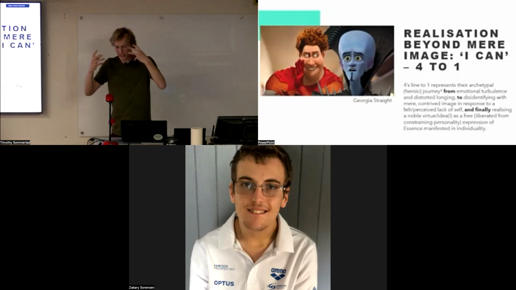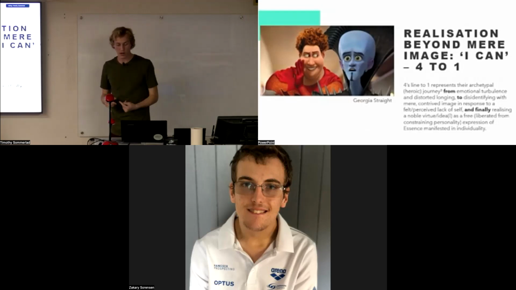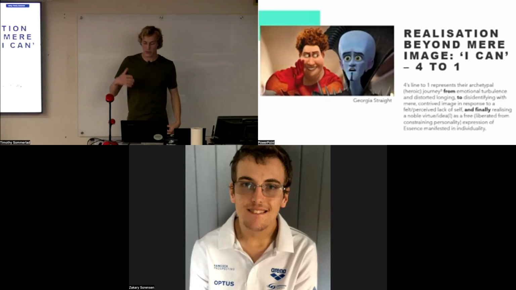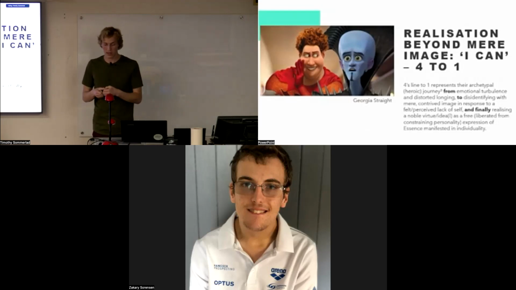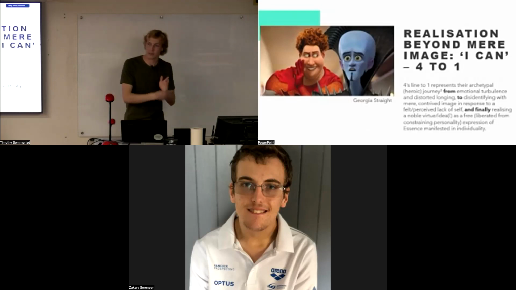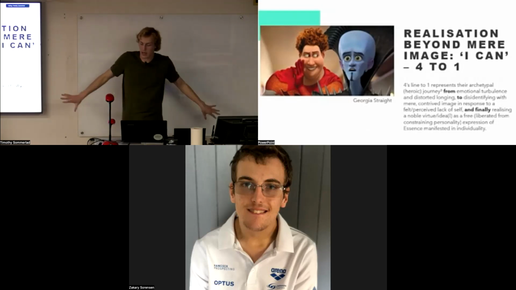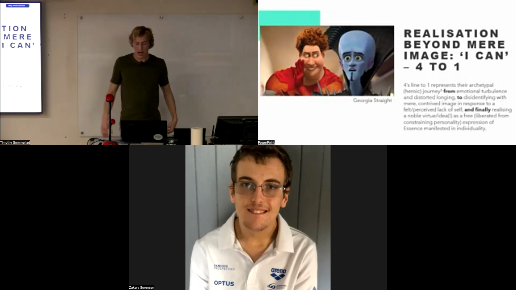The 4 is realizing some kind of ideal, some kind of good that it's seen it can achieve beyond the mere image that it's locked itself into. So 4's line to 1 can also, in this grander scheme, represent their heroic journey, their archetypal heroic journey from emotional turbulence and this kind of distorted longing, this, I'm going to try to fill up this gap in ways that might not be good for me, but that reinforce that I am broken, so I need to fill myself up with this because I'm broken, and so on. The line to 1 is moving beyond this. It's leaving that behind. It's disidentifying with that image in response.